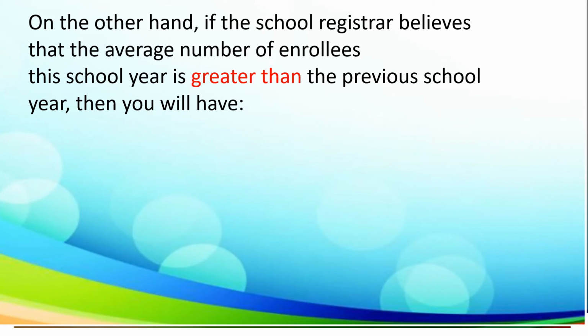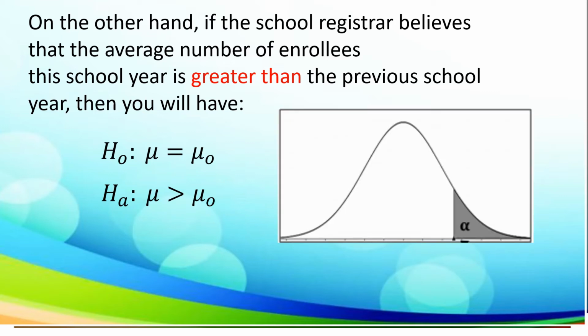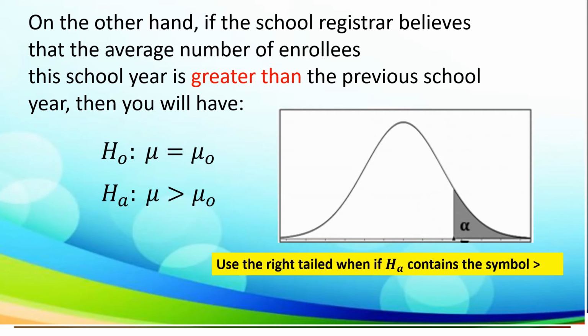On the other hand, if the school registrar believes that the average number of enrollees this school year is greater than the previous school year, then you will have the null hypothesis, which is mu is equal to mu sub 0, and its alternative hypothesis, which is mu is greater than mu sub 0. To illustrate this in a figure, we observe that the given tail is now on its right side. Remember, use the right tail when the alternative hypothesis contains the symbol greater than.